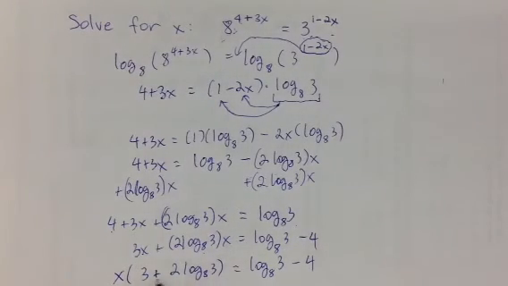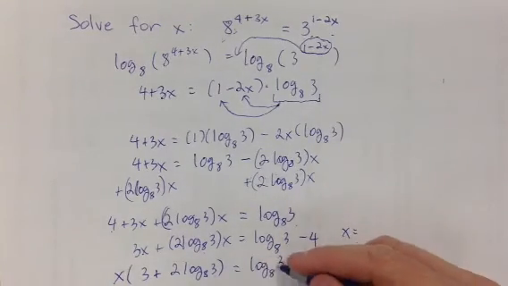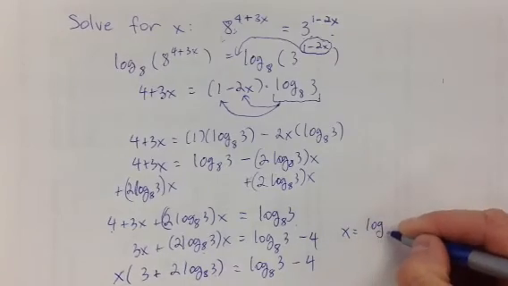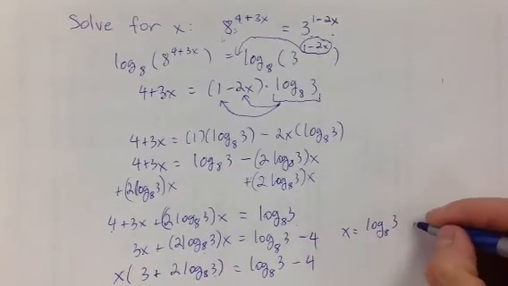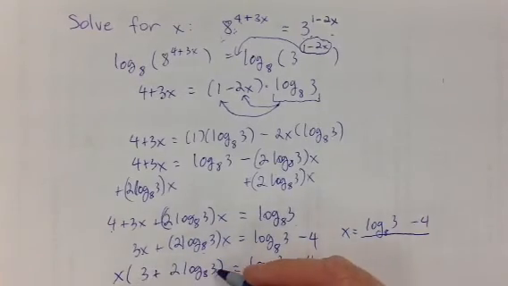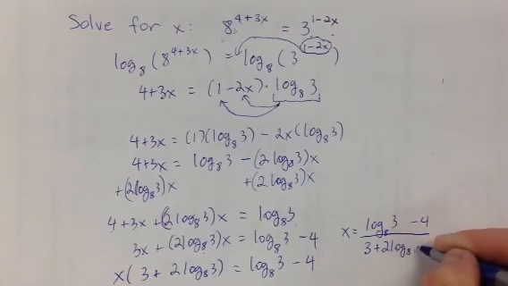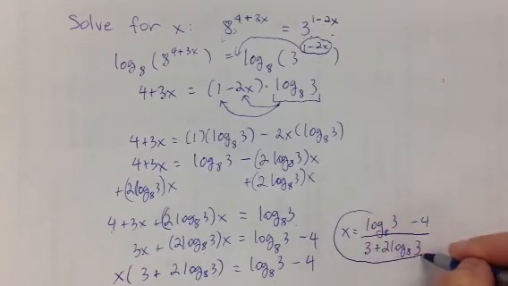Okay, I don't get to combine these. So this is pretty much how I have to leave this side. So all I do is I divide both sides by that term, and I get x is equal to log base 8 of 3 minus 4, divided by 3 plus 2 log base 8 of 3. And that right there is the final answer.